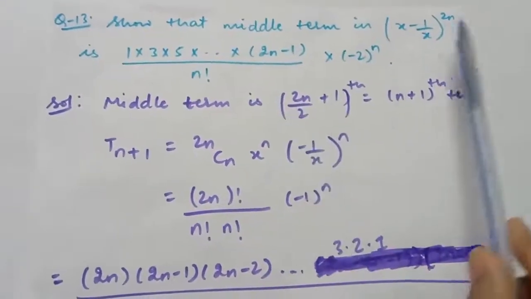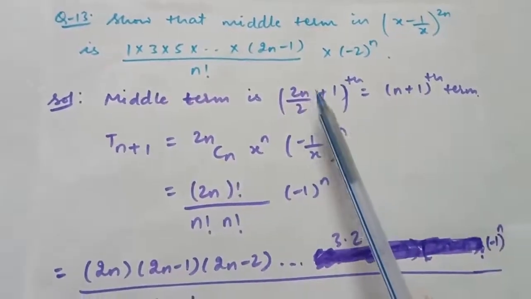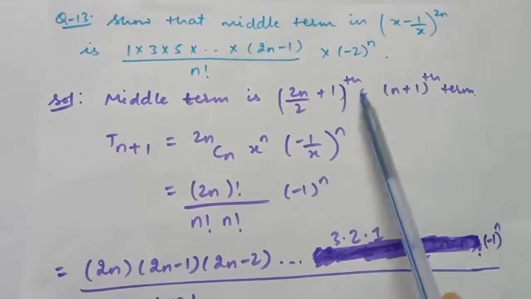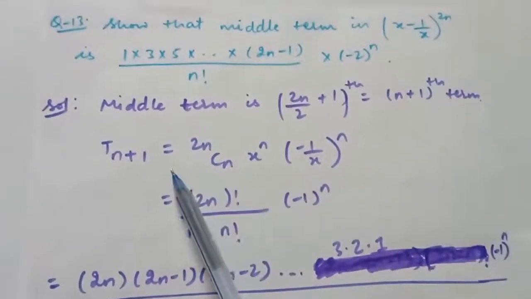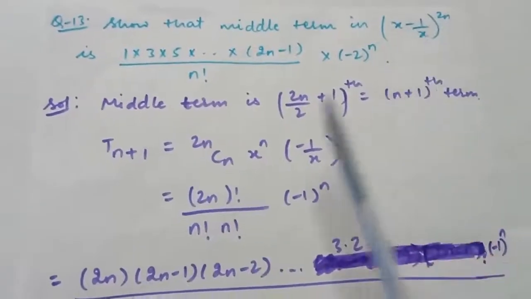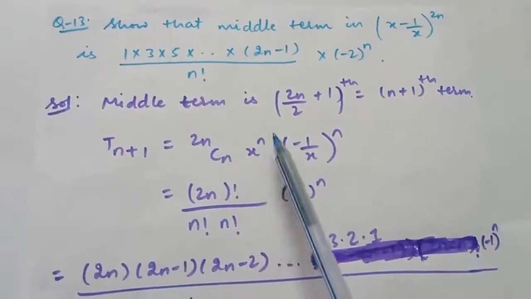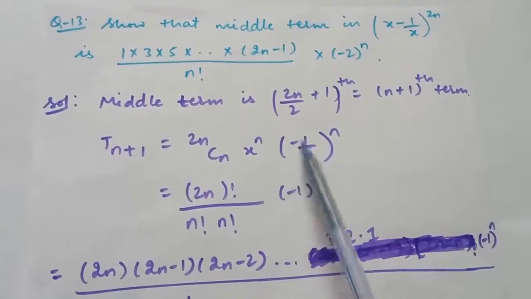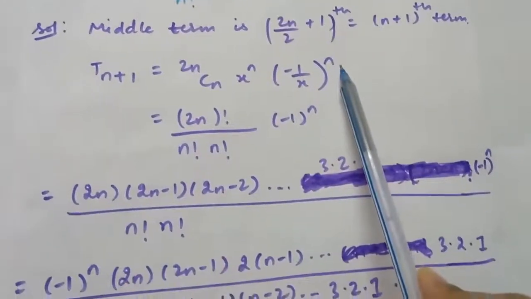Now the middle term will be, because this is even, so there will be only one middle term, 2n upon 2 plus 1th, that is n plus 1th term. So the n plus 1th term in this expansion will be 2ncn into x raised to the power n into minus 1 upon x raised to the power n.